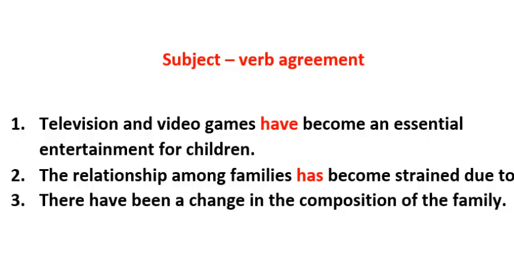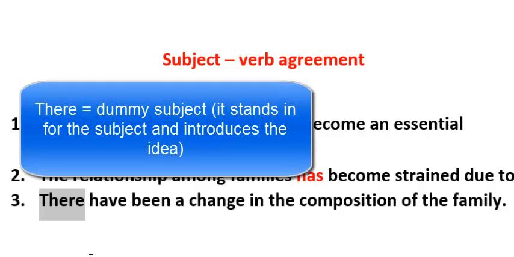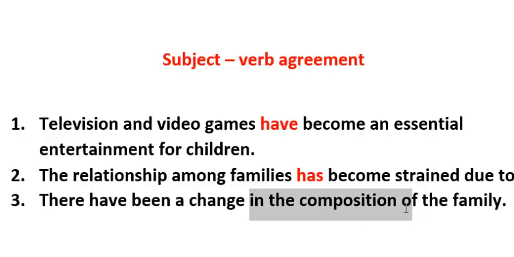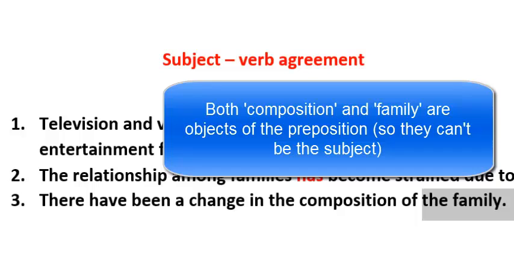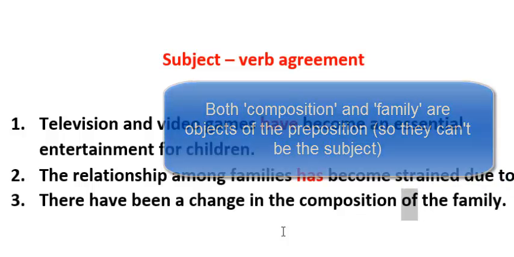In sentence number 3, this is a bit trickier. So this is a very, very common construction, which we'll look at later. It looks as if there is the subject, but in actual fact, this is what we call a dummy subject. And the real topic of this sentence is a change in the composition of the family. Now, there's 3 parts to this sentence, and the thing that we're talking about is a change. The composition and the family are actually objects of these prepositions in and of.